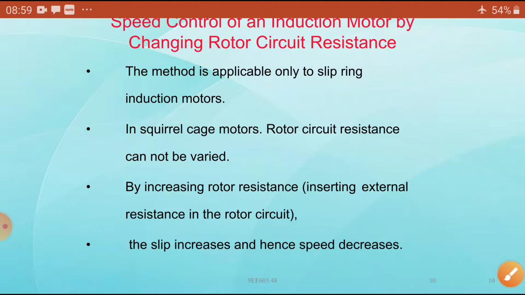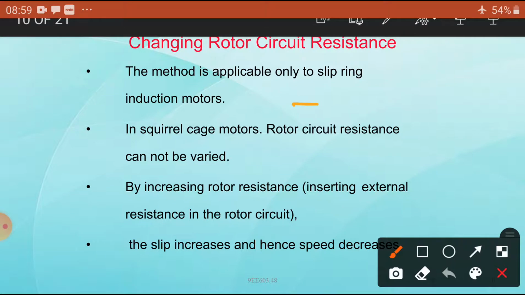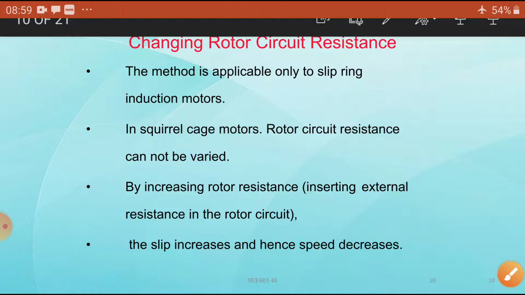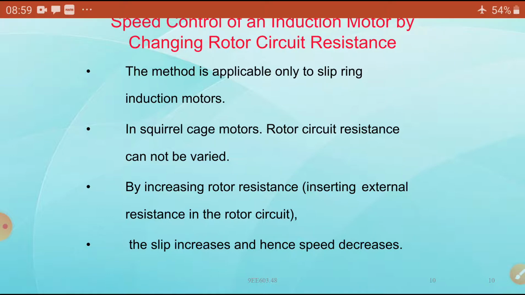The same thing takes place by increasing the rotor resistance. The rotor winding already has some resistance. By adding some external resistance from outside, the rotor resistance value increases. If rotor resistance increases, the slip value also increases, then speed will decrease. That is the concept here. The slip increases and the speed decreases.